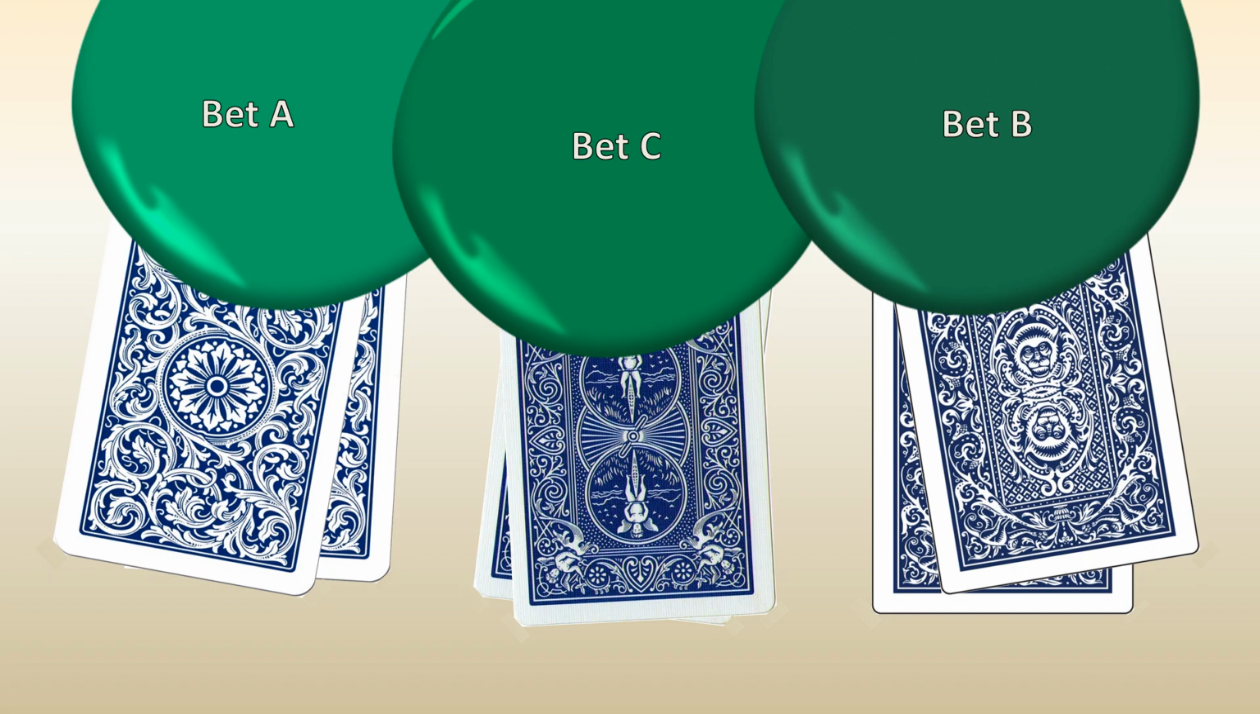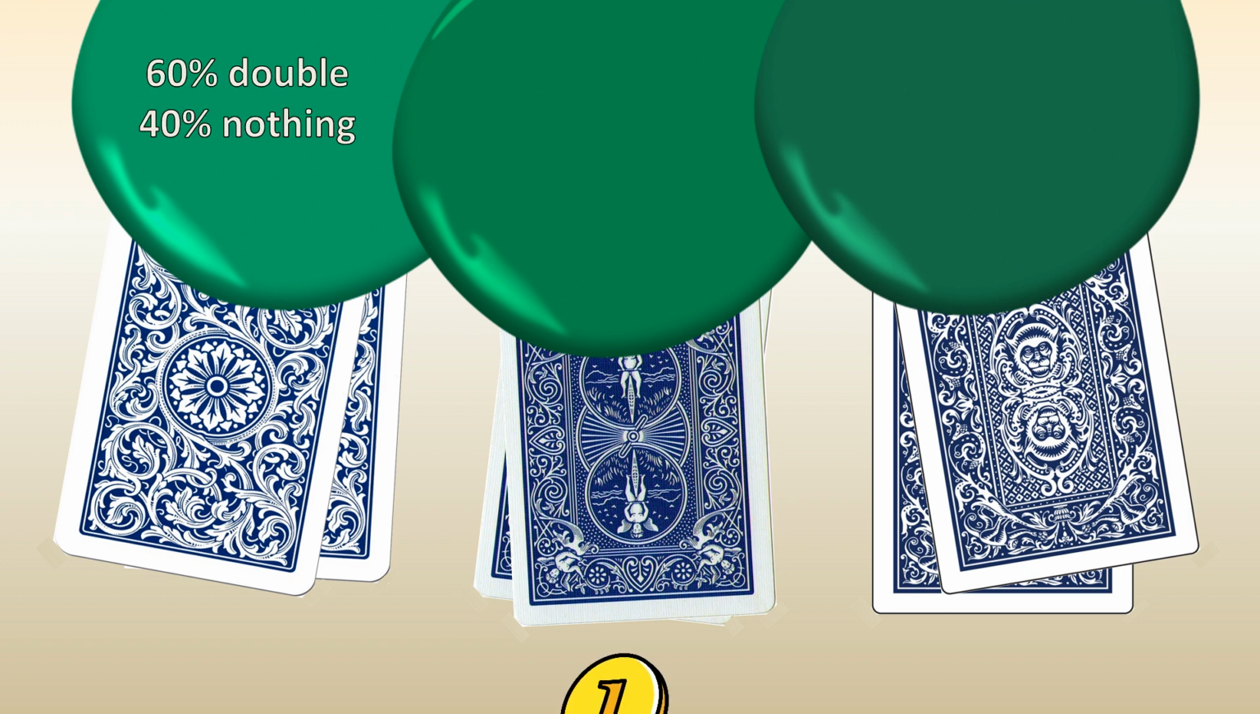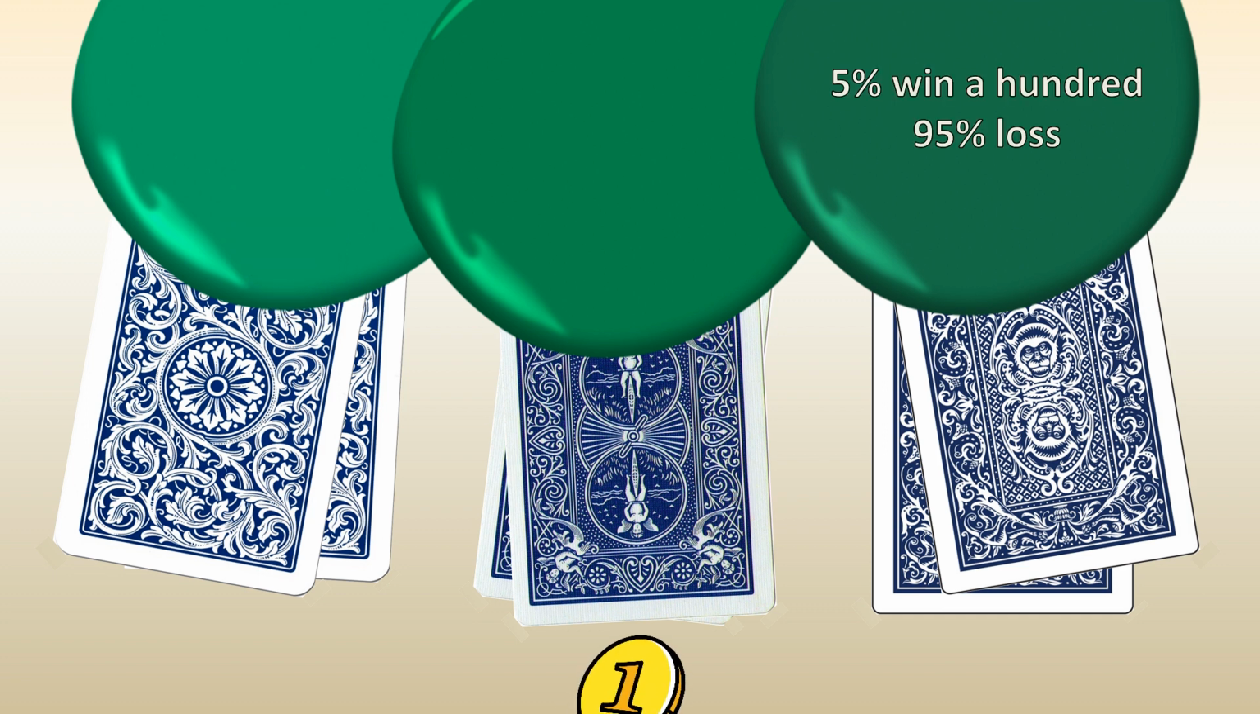Here's the setup. What if someone gave you a series of bets where you had a 60% chance to double your money, but 40% chance to lose your money? How much would you bet each time in the series? Or what if someone said you had a 5% chance to make 100 times your bet, but a 95% chance to lose it? How would you play? How much would you bet?